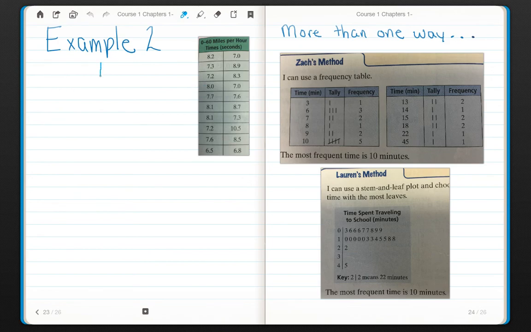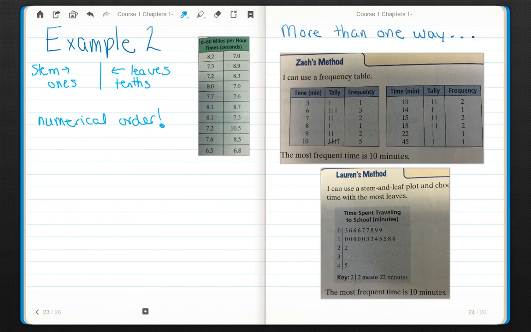So for this, my stem is going to represent the ones place, and my leaves are going to represent the tenths place. So the first thing I'm going to do is write, in numerical order, and that's important, all of my stems.